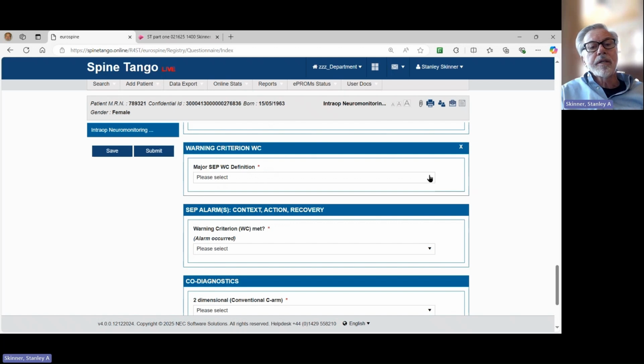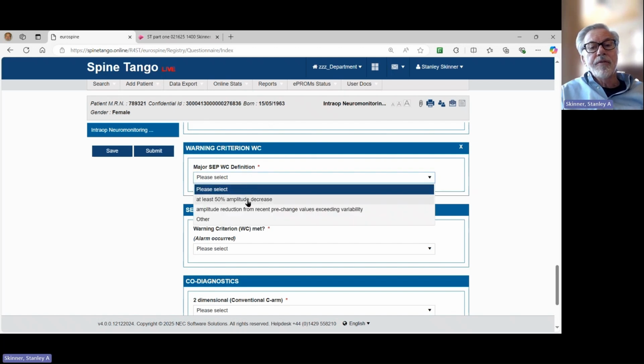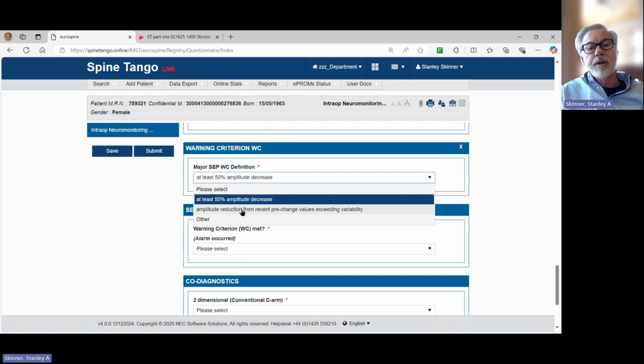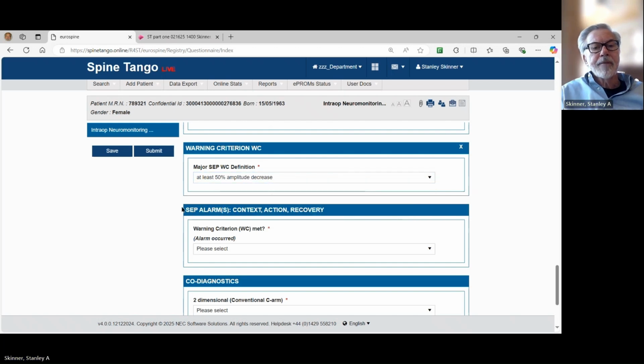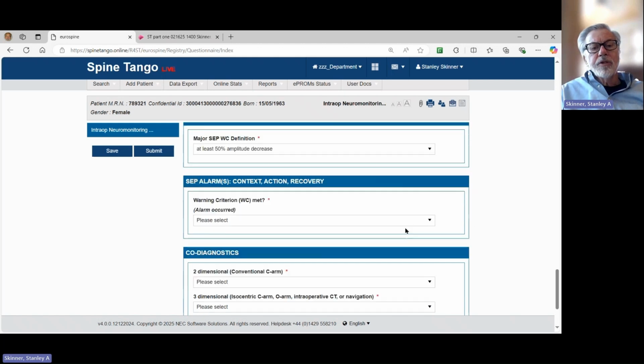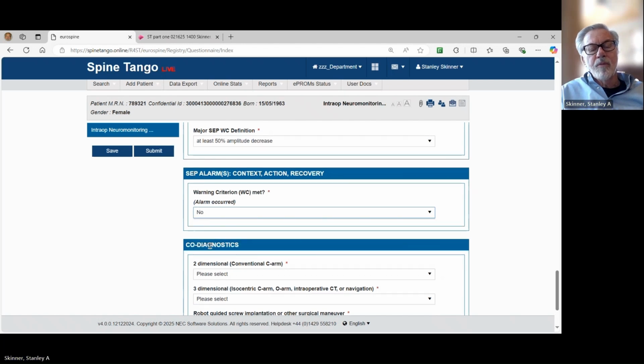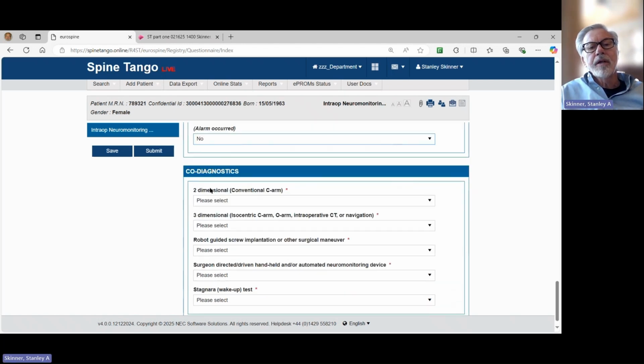SEPs, please select. Warning criterion, 50% amplitude decrease. The other possibilities are amplitude reduction from recent pre-change values. This was noted by David McDonald's SEP paper a few years back. But we're going to use the 50% criterion today. And these selections are very similar to what we saw before. So we're going to say warning criterion was not met.